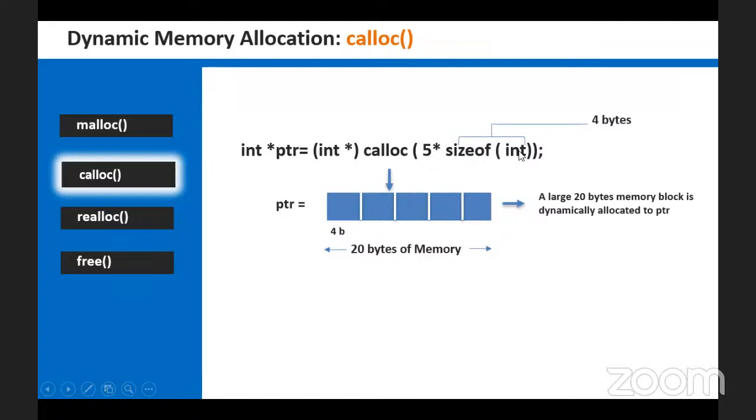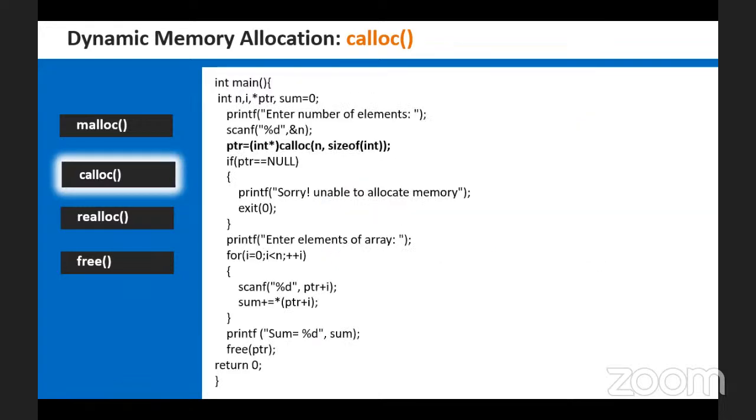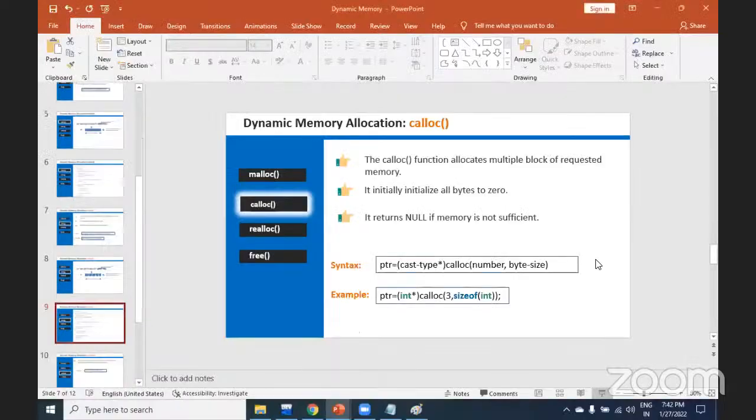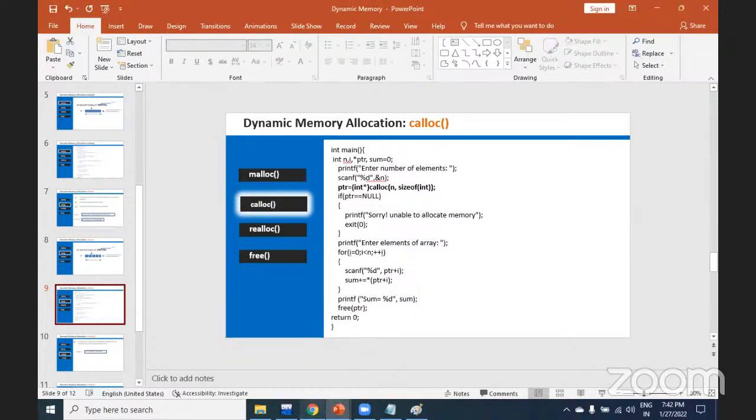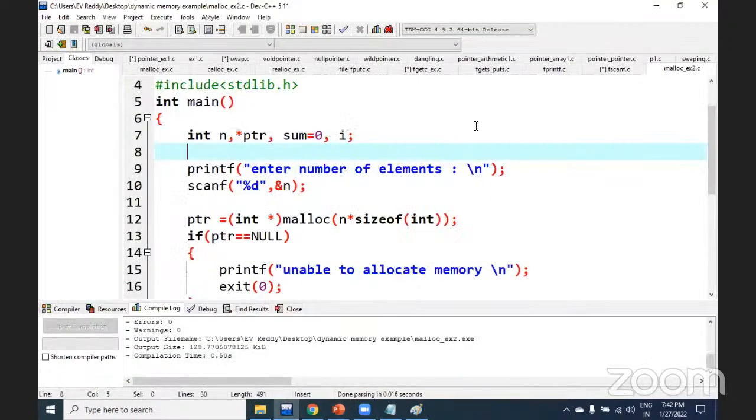Now, 5 comma size of integer, right? So 5 partitions will be there. Each partition has integer size, that is 4 bytes, total 20 bytes of memory. Okay, a large 20 bytes of memory block is dynamically allocated to the pointer. Fine. Same program, but the syntax is changed, right? Same program, only the syntax will change.